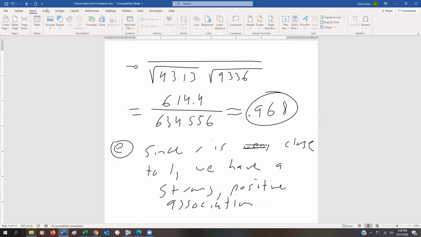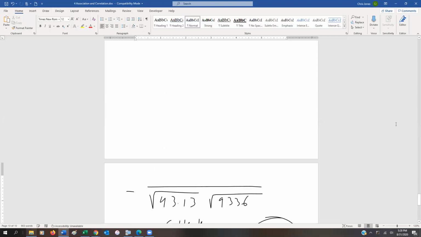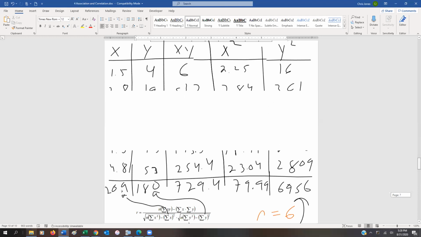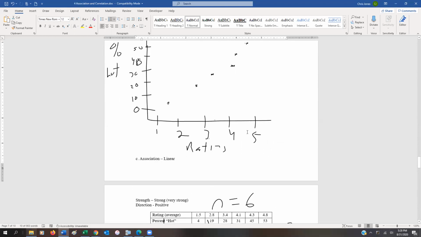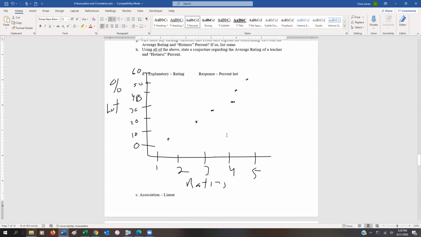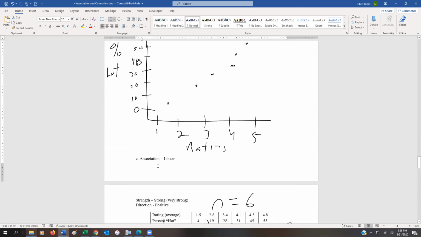All right, so let's go back up. Let's remember that number, 0.968. We go all the way back up here. Does the value you computed correspond to the scatter plot? And the answer is yes, because if you look at the scatter plot, remember we said it was linear, it was strong, in fact very strong, and it was positive. Okay, we don't care about linear, right? Because remember, we can't tell the type of association from R.